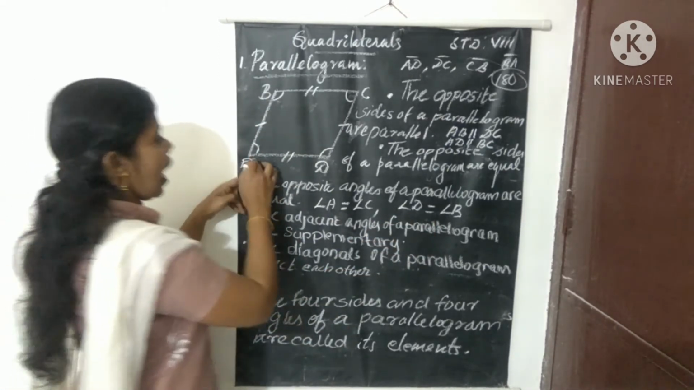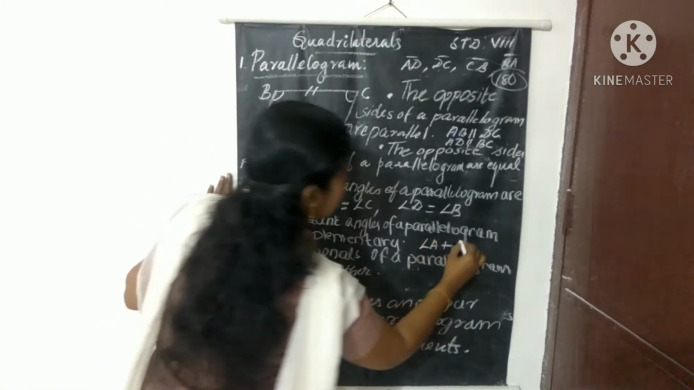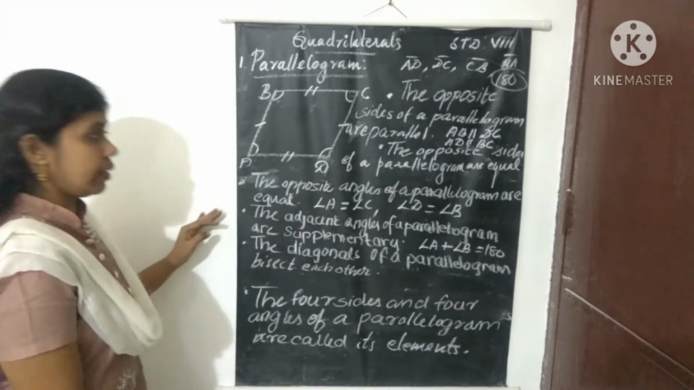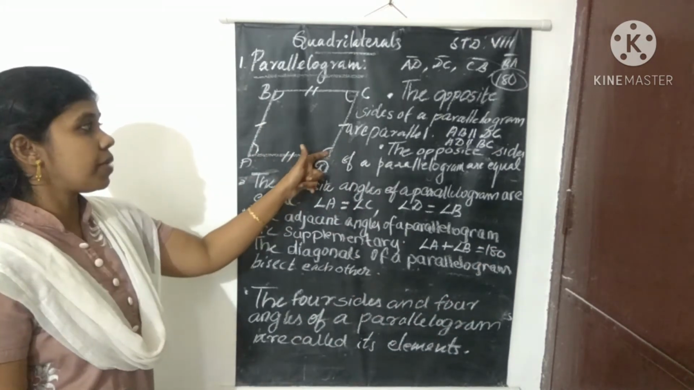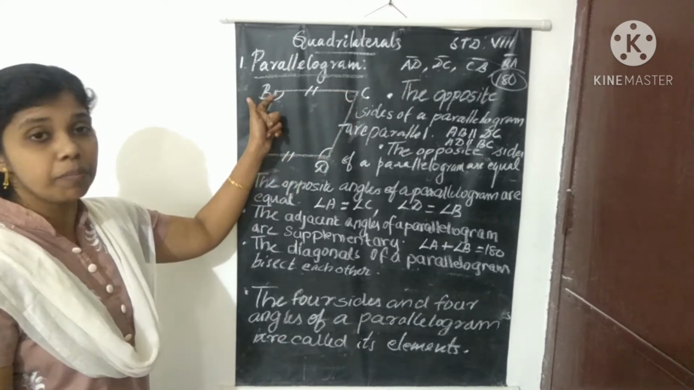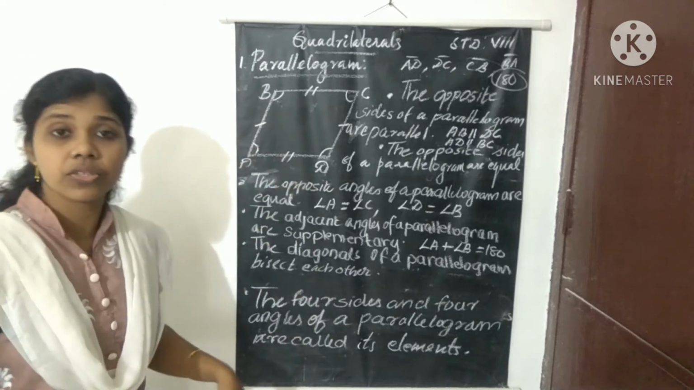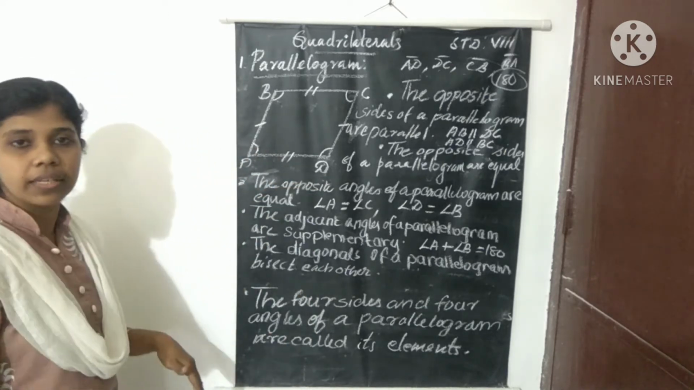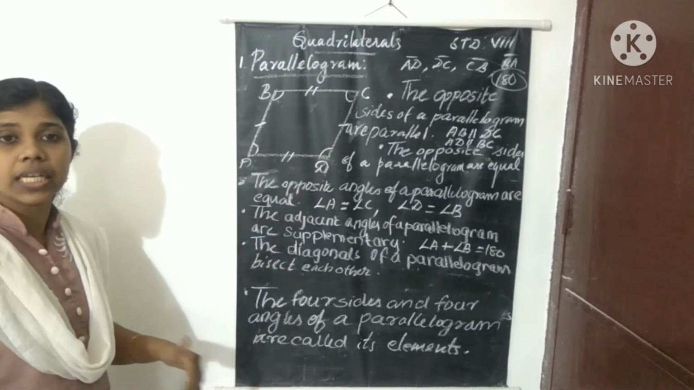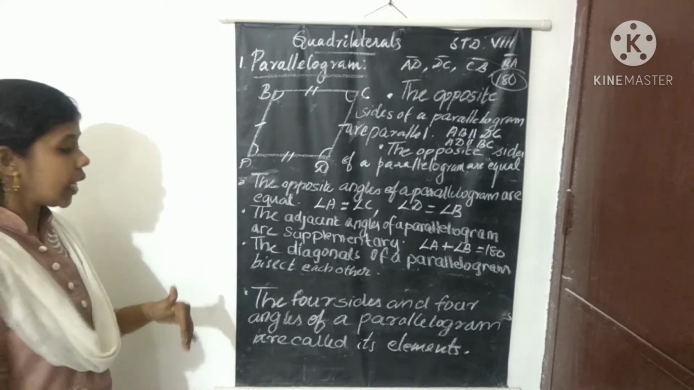That means angle A plus angle B equals 180 degrees, angle D plus angle C equals 180 degrees, angle C plus angle B equals 180 degrees, and angle A plus angle D is also 180 degrees. That means adjacent angles make a linear pair, or supplementary.